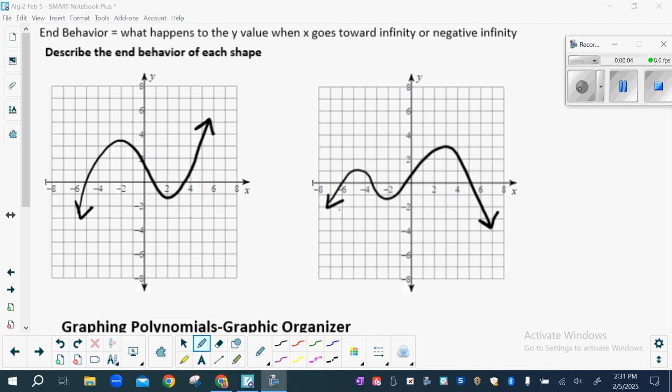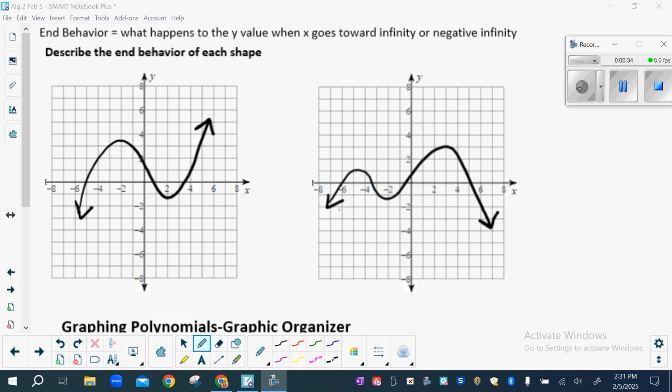So we're looking at when x goes towards infinity. This is my x-axis. Which side would be infinity? To the right or to the left? To the right. Okay, so now I'm going to go on my graph to the right, and I want to say what's happening to my y values as my x value goes towards infinity. It's going towards what? Infinity. That's right. It's going towards infinity.